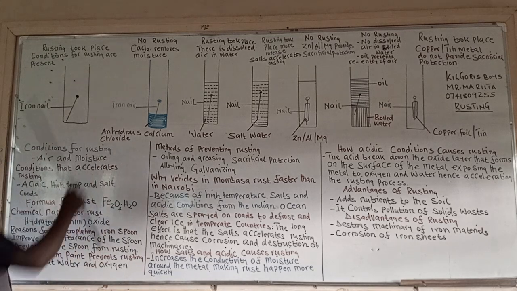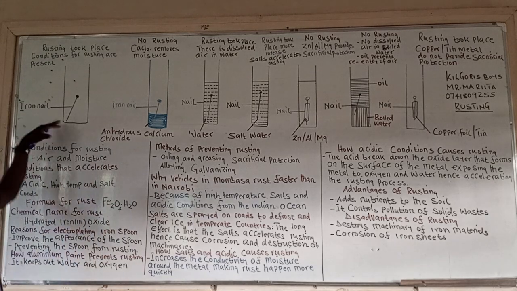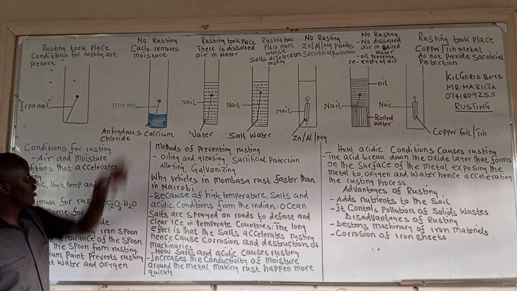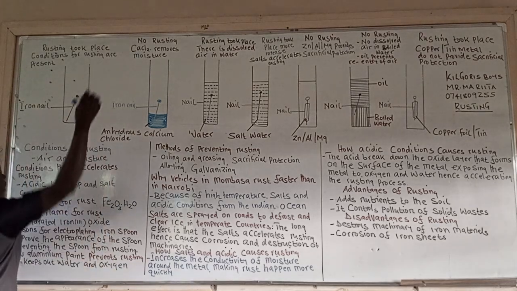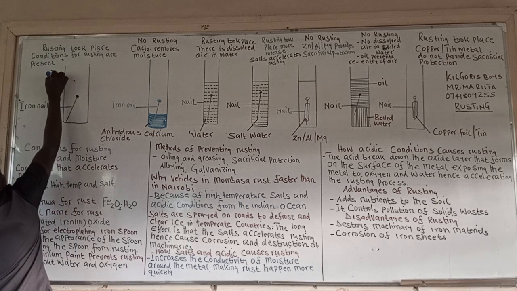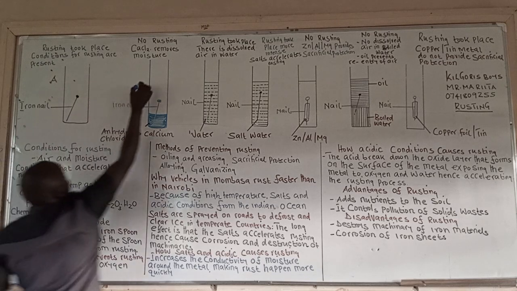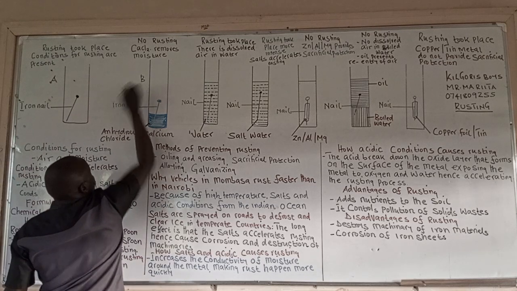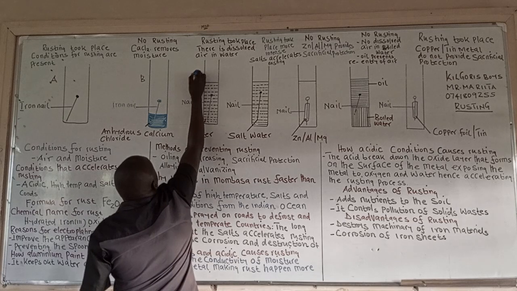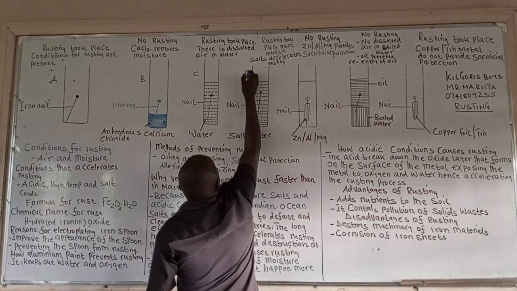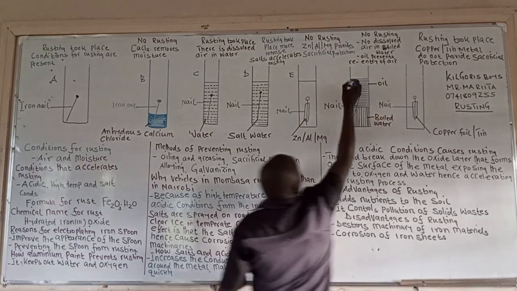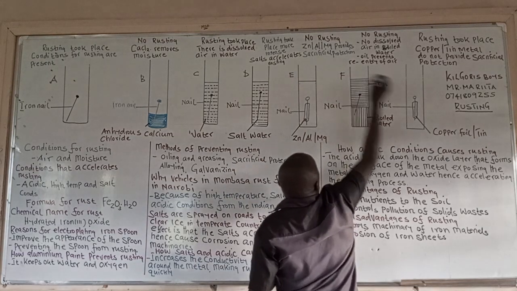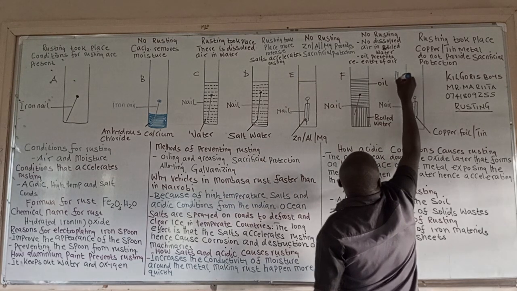You can see the first diagram here where we have the nail. We can label this one as test tube A. We have this one P, then we have C. You can label this one as D, E. We have F, and then we have H.